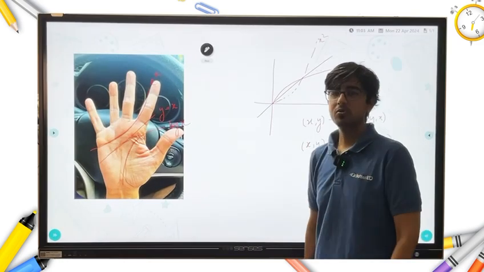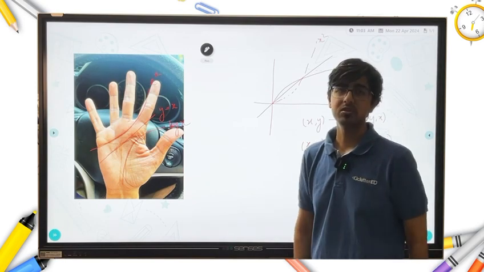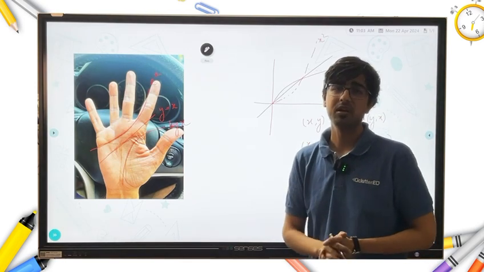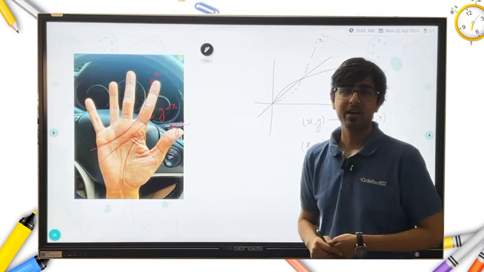I leave it to you to think two very simple questions. What is the reflection of a point in the x-axis and the y-axis?